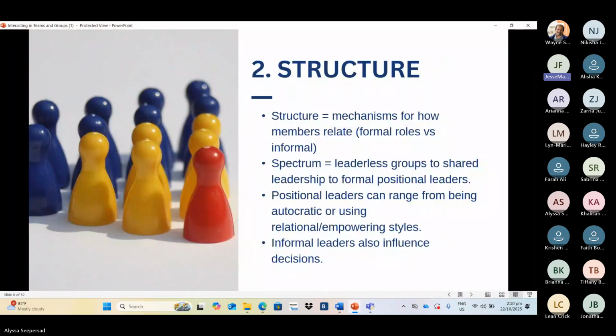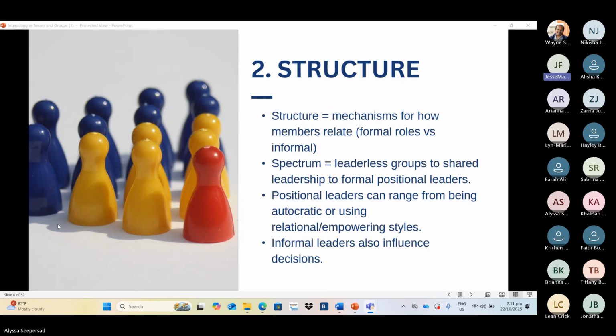Structure. So, structure implies the mechanisms for how group members relate to each other. This can either be through formal or informal rules. There's a spectrum for group structure, which can range from informal settings, such as leaderless groups where group members get together but there's no formal leader, or there may be shared leadership all around the group where needed roles are shared among each participant, or formal settings where a leader is selected and is accountable for all the members.